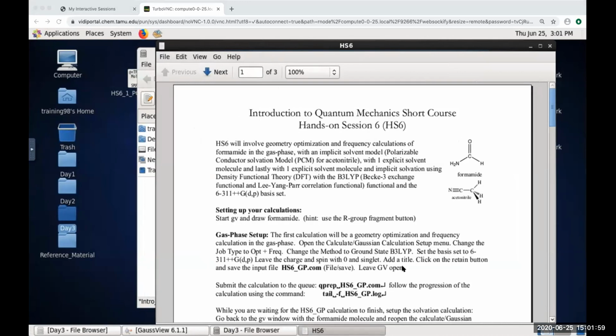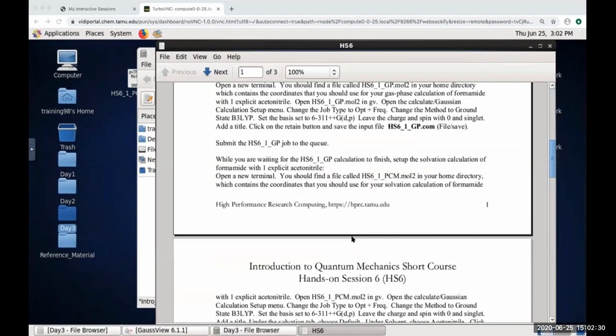Okay. So we're going to calculate the vibrational spectra of formaldehyde, and we're going to compare it with the gas phase experimental spectra and the results of the experimental spectra in acetonitrile. Okay, and we're going to look at the CO stretching frequency. So I'm going to have you calculate formaldehyde in the gas phase, and you're going to find a good scaling factor to compare to the experimental gas phase spectra.